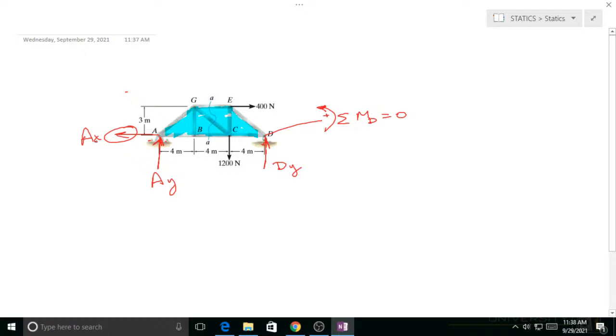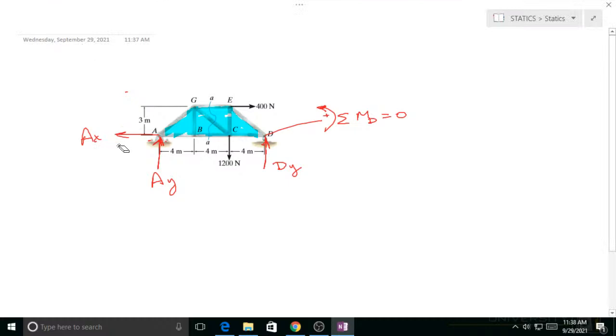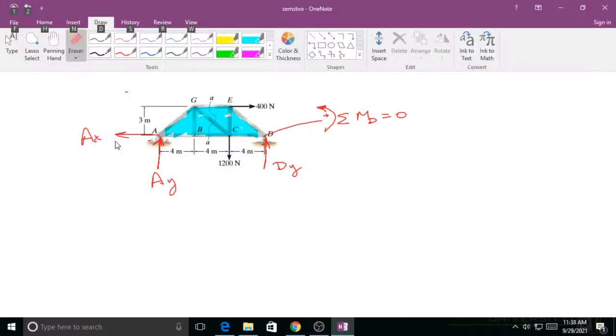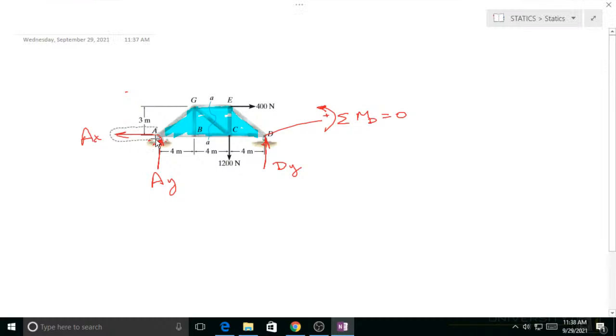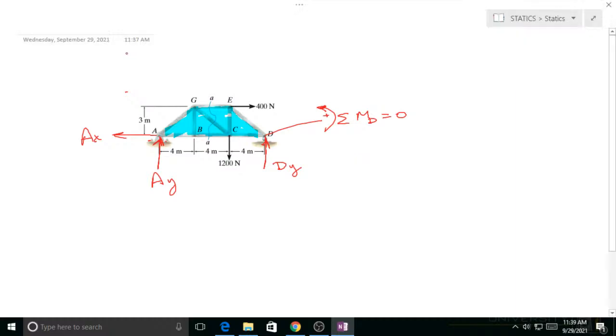So remember, the transmissibility was such that I can take this load, and the rule was I could move it anywhere along the line of action of the load. So I can move it to there, I can move it to here, I can move it anywhere as long as I don't move it up. So this can be treated as though the load acts anywhere along its line of action. That means AX produces no moment.